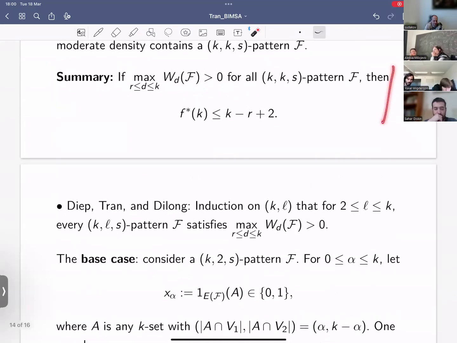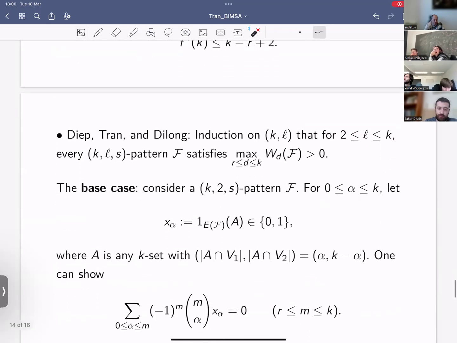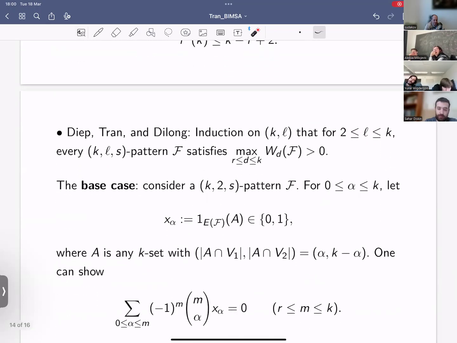And we actually can prove this, and our general strategy is to use induction on the pair (k,l). So we not only prove this for (k,s) patterns, but we need to prove this for (k,l,s) patterns. And we need induction on the number of parts l, where l is between 2 and k. And it turned out that the base case, the bipartite case, is the hardest case. And the bound comes from this bipartite case.